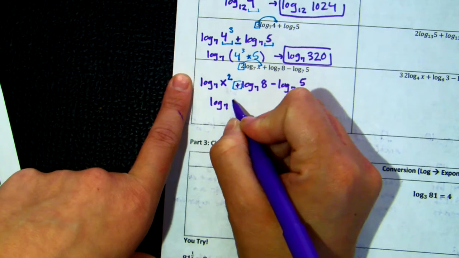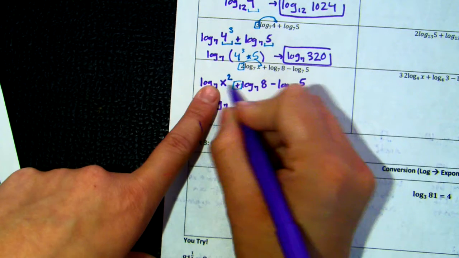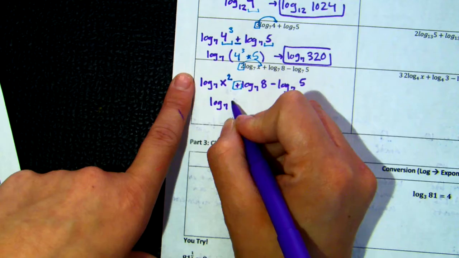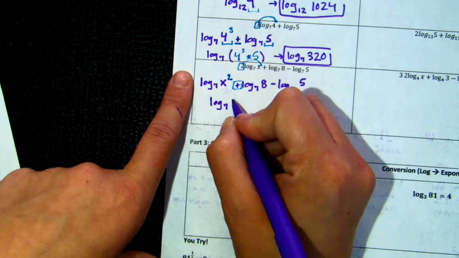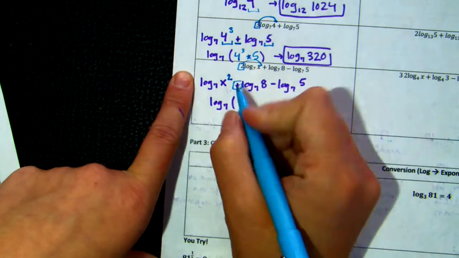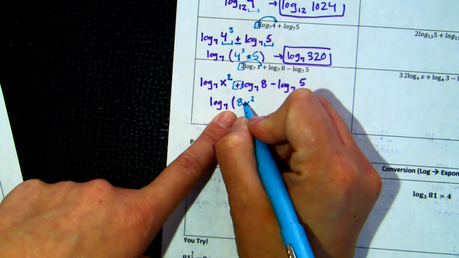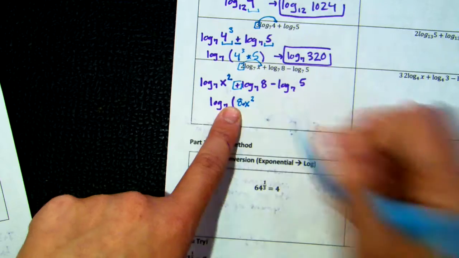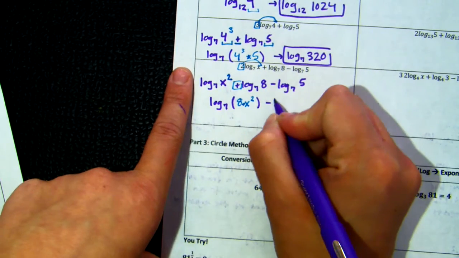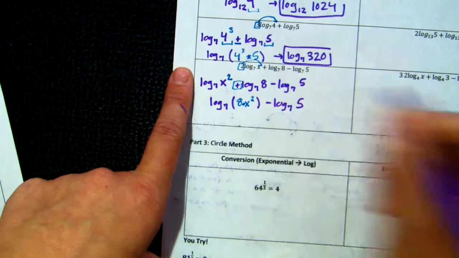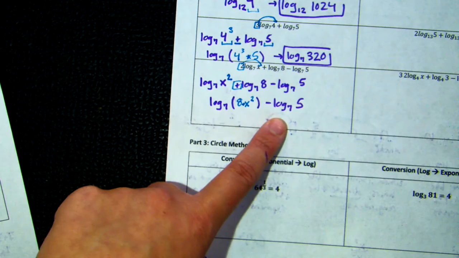So I've got log base 7 of x squared times 8. Those two can't combine, so the best that I can do is write that as 8x squared. That's as much as I can multiply the two of those because x and 8 aren't like terms. So then minus log base 7 of 5.